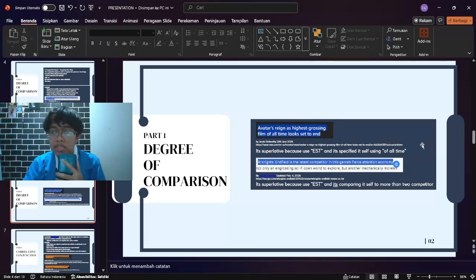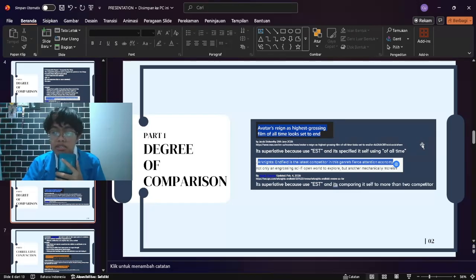"Avatar: Fire and Ash, as the highest-grossing film of all time, looks set to end." It's superlative because it uses -est, and it specifies itself using "of all time." So it is comparing itself. So a lot of things here.